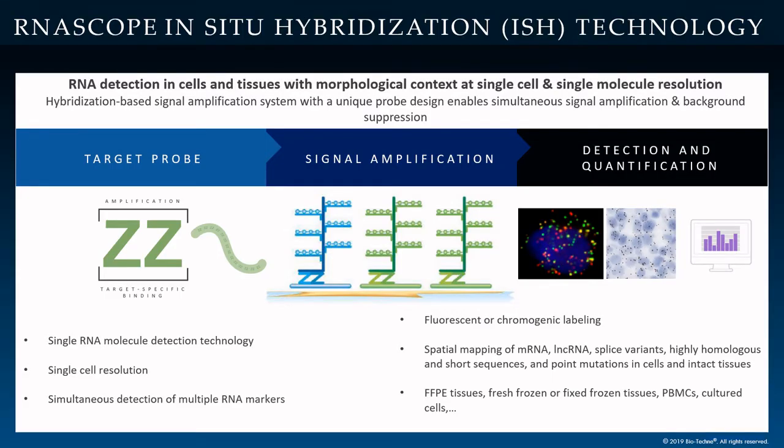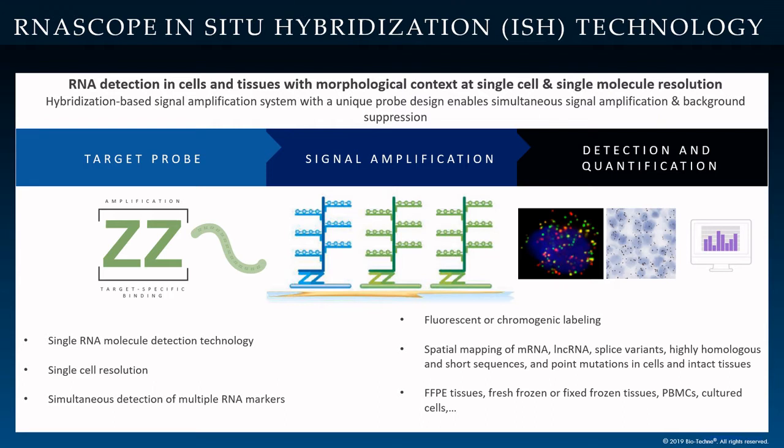So first, let's understand what the RNAscope technology is. It is an in situ hybridization assay, which is an ideal spatial analysis solution to interrogate complex tissues. It is a highly specific and sensitive method to detect RNA biomarkers in both cells and tissues, giving you that morphological context at a single cell level.